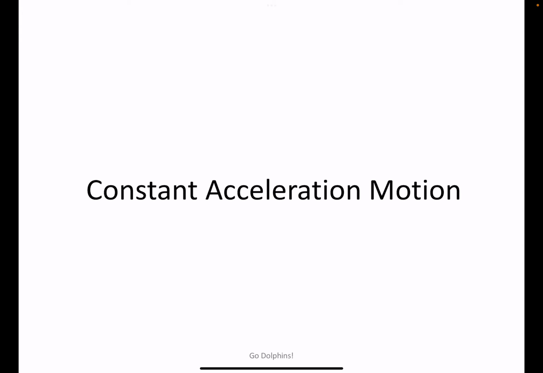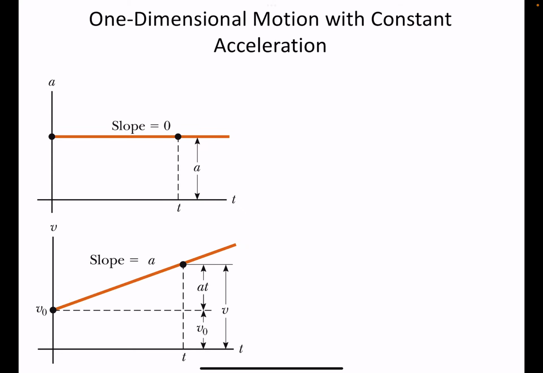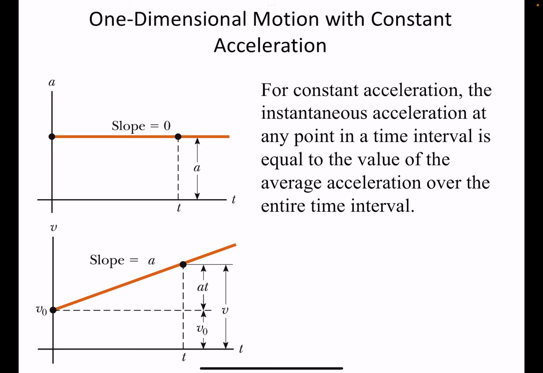Now we move on to constant acceleration motion. For constant acceleration, the instantaneous acceleration at any point in a time interval is equal to the value of the average acceleration over the entire interval. Simply put, acceleration is a constant. So acceleration has to be constant over time.